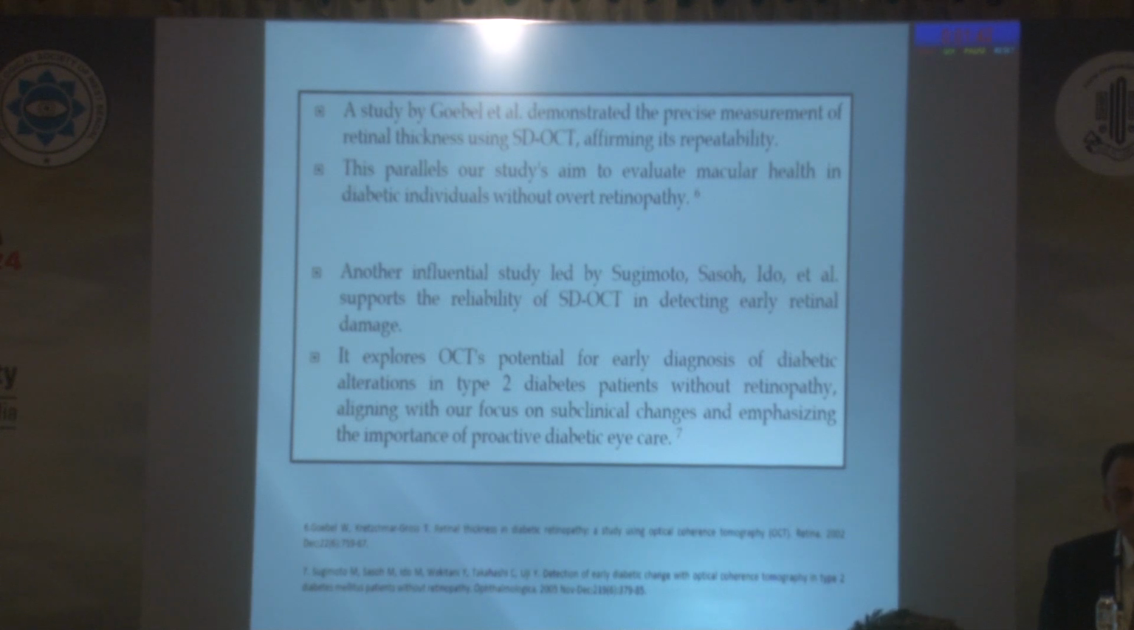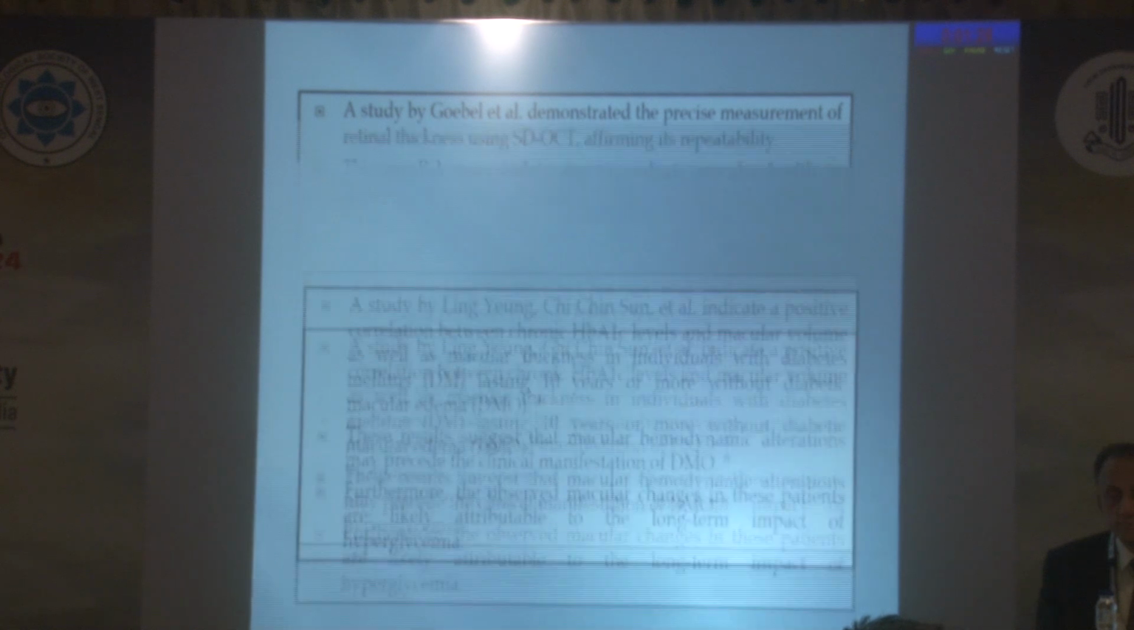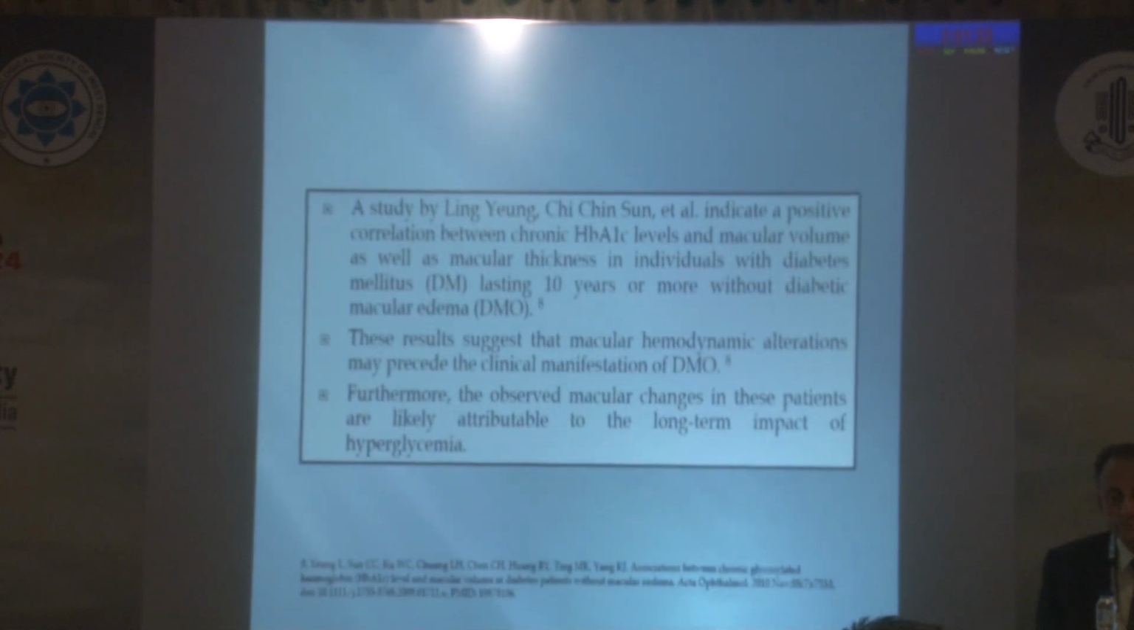The study led by Sugimoto et al. supports the reliability of SD-OCT in detecting early retinal damage. It explores OCT's potential for early diagnosis of diabetic alterations in type 2 diabetes patients without retinopathy, aligning with our focus on subclinical changes and emphasizing the importance of proactive diabetic eye care. A study by Lingyung et al. indicates a positive correlation between chronic HbA1c levels and macular volume, as well as macular thickness, in individuals with diabetes mellitus lasting 10 years or more without diabetic macular edema. These results suggest that macular hemodynamic alterations may precede the clinical manifestation of diabetic macular edema. Furthermore, the observed macular changes in these patients are likely attributed to the long-term impact of hyperglycemia.